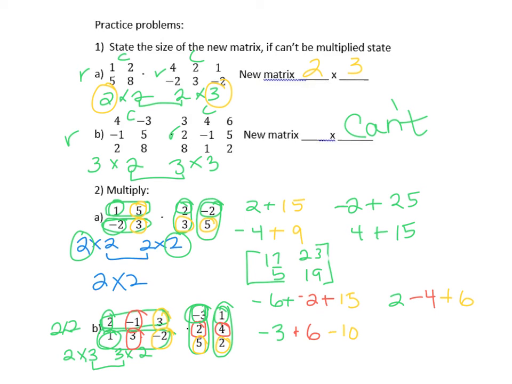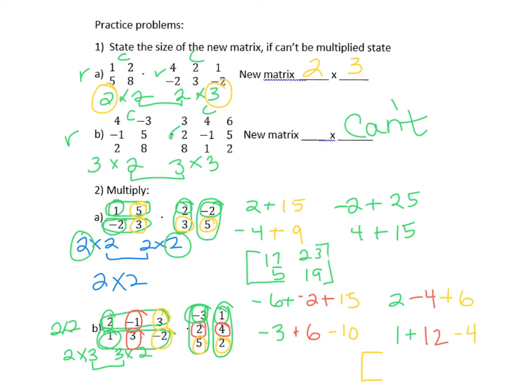Okay, and then I'm going to jump to the next column. 1 times 1 is 1. And then I'm going to say plus 3 times 4 is 12. And then I'm going to do negative 2 times 2 is negative 4. All right, and then I just got to add.